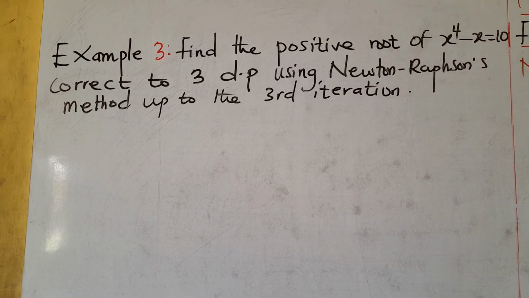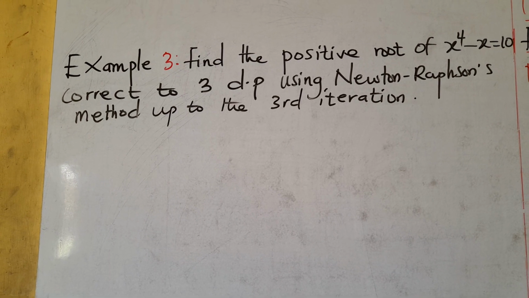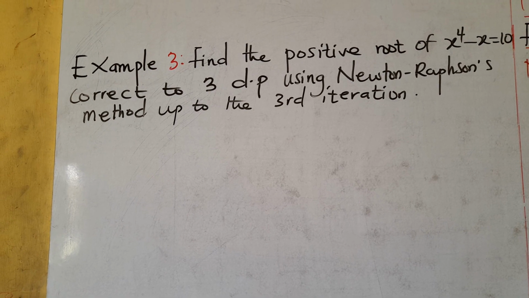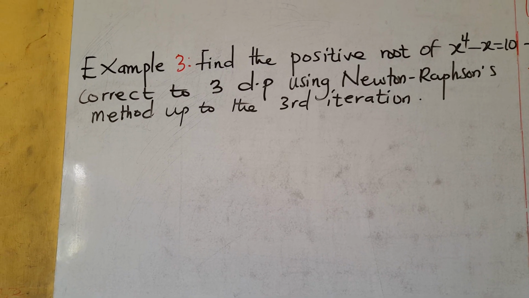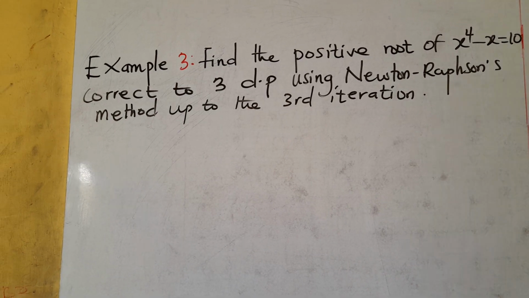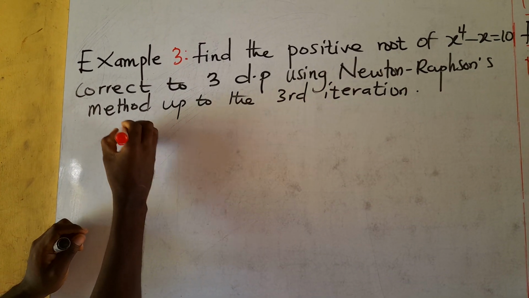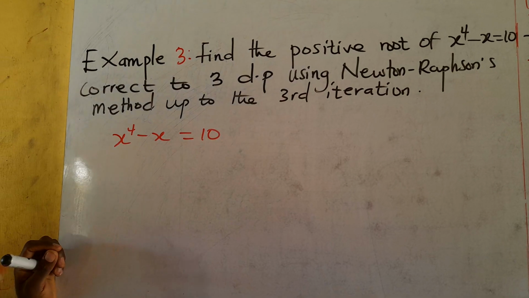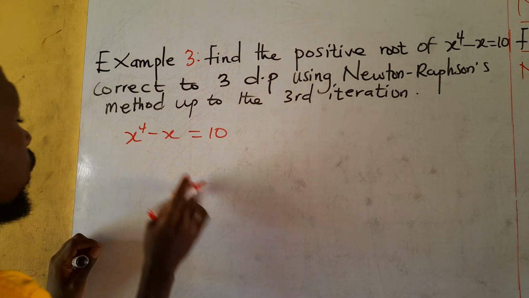So let's see our third example. They say find the positive root of x exponent 4 minus x equals 10, correct to 3 decimal places, using Newton-Raphson method up to the third iteration. So remember we have x exponent 4 minus x is equal to 10. Please, you can pause the video and try to solve. After that, you compare your answers.